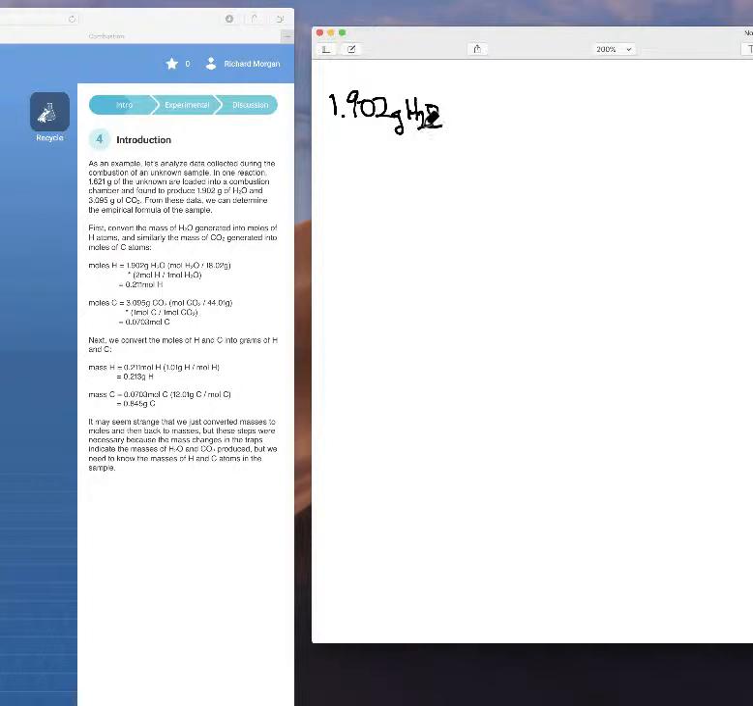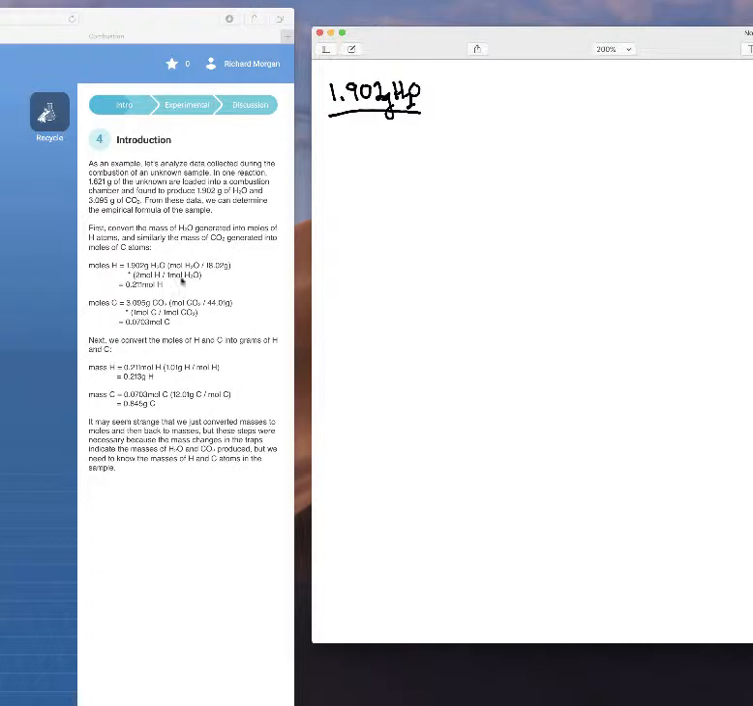I'm going to draw a little line under it to help me understand my math a little better. This is terrible, I apologize. I can do better than this. 1.902 grams of water. Okay, that's better.